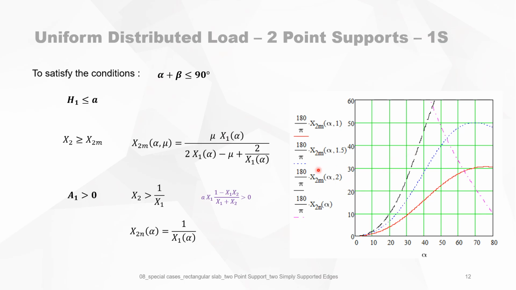I'll give you an example. Suppose that we have a square slab, so beta or mu is 1. Then you have the red curve. So that means that only the values to the left of this curve are valid values in function of alpha, and this is beta. The line that you see here, it's x2n, that is A1 must be positive. So everything on the left-hand side is okay.